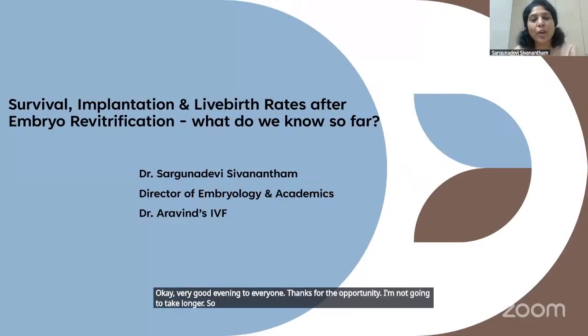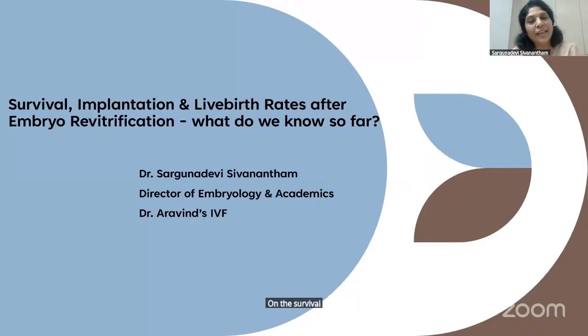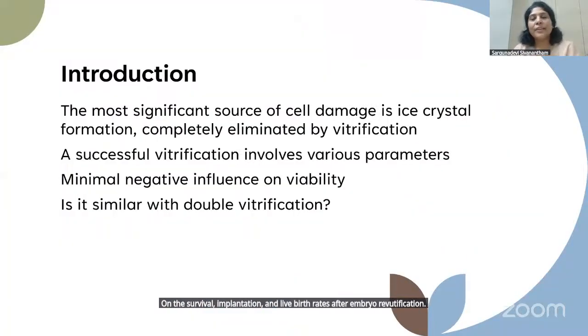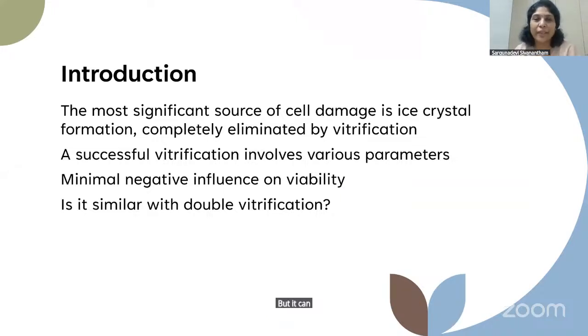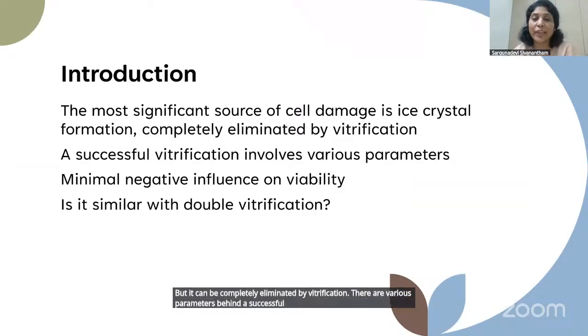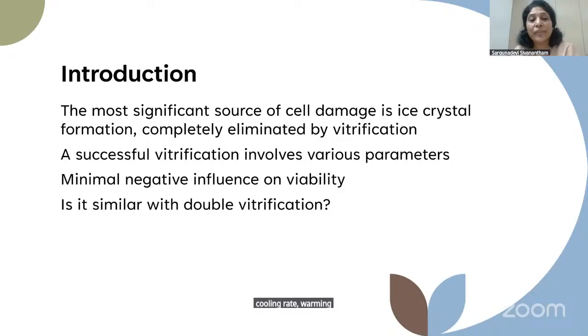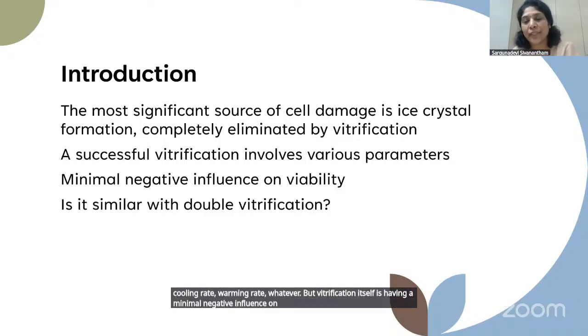So I'm going straight on to the literature evidence on the survival, implantation, and live birth rates after embryo revitrification. As we all know, ice crystal formation is the most significant source of cell damage, but it can be completely eliminated by vitrification. There are various parameters behind a successful vitrification, like cooling rate and warming rate. But vitrification itself has a minimal negative influence on viability as per the reports.